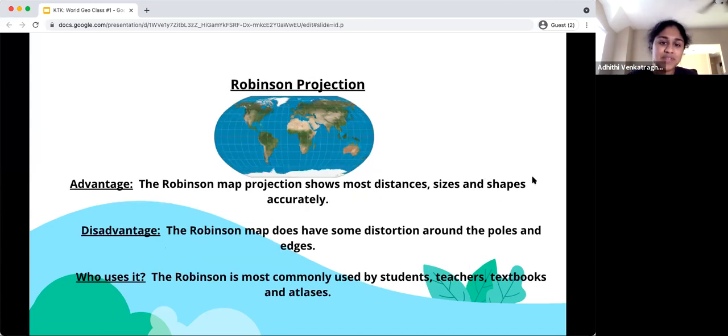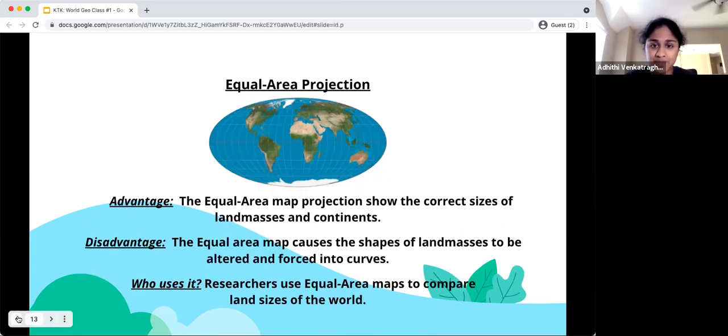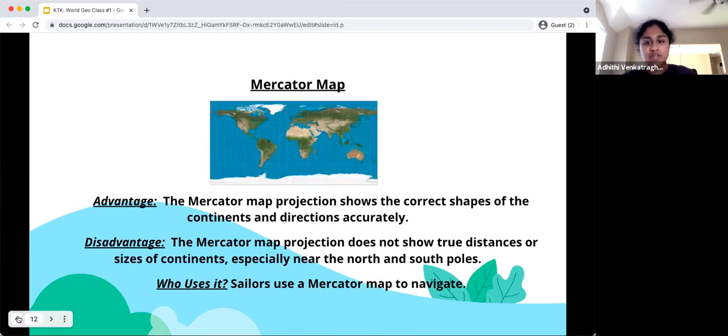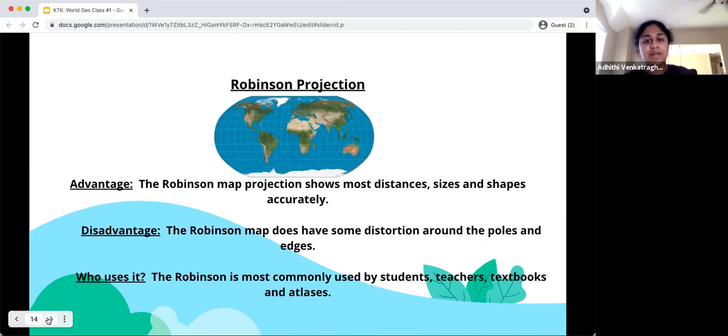And lastly is the Robinson projection. This one is most commonly used by, as you see here, students, teachers, textbooks, and atlases. One really good thing about the Robinson map projection is that it shows most distances, sizes, and shapes accurately, but it has a little bit of distortion around the poles and edges. As you see here on Greenland and Australia, we'll go back a couple slides so you can compare them. You notice how it's much narrower here, and in this one it's much wider compared to this Robinson projection.